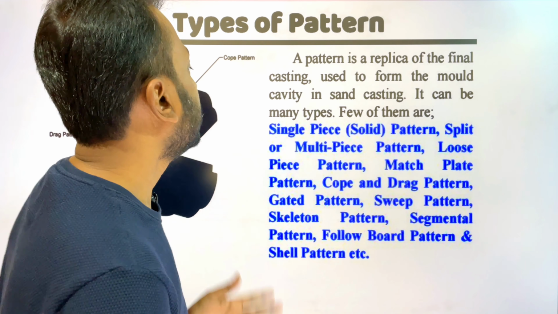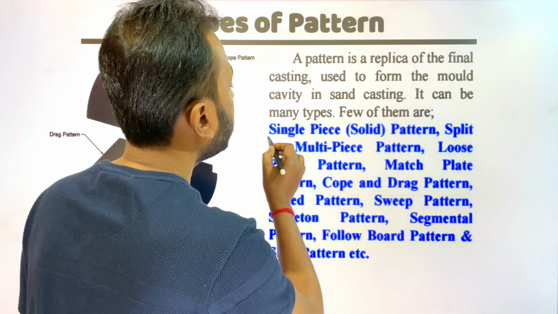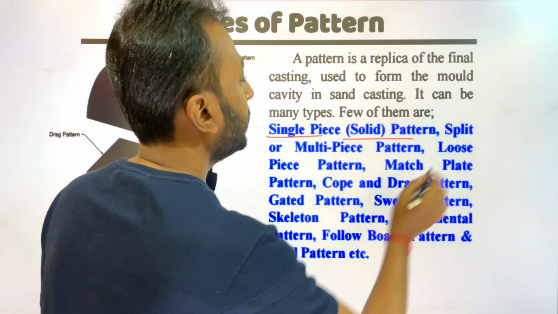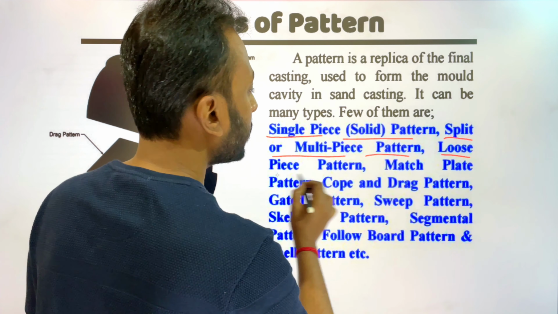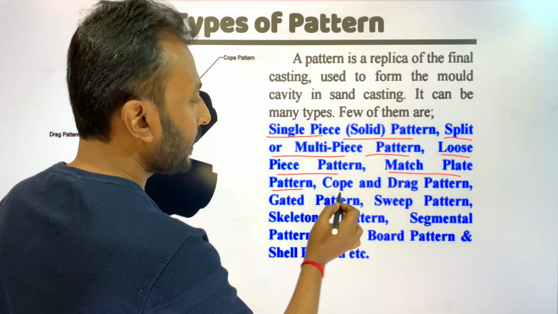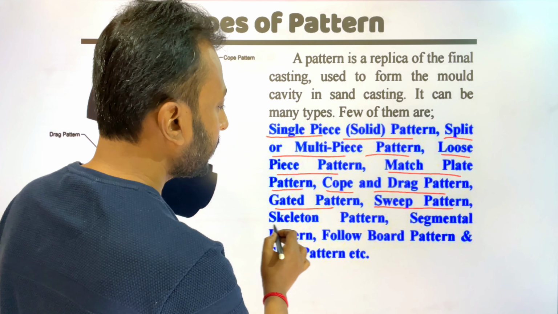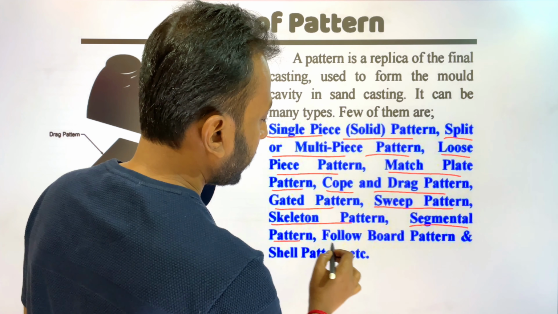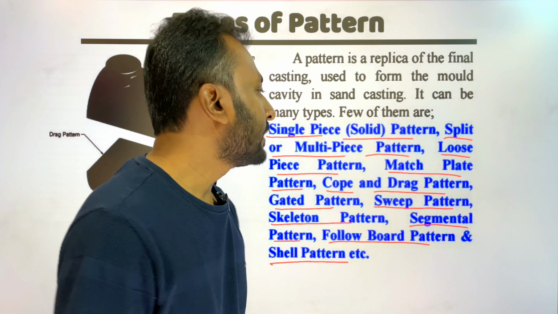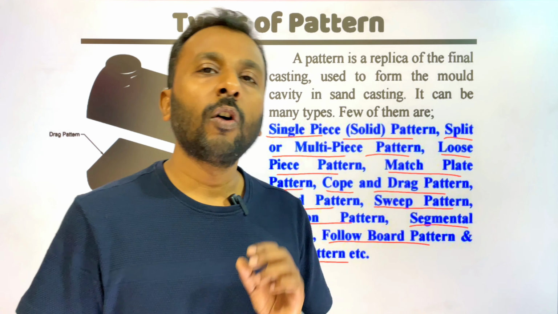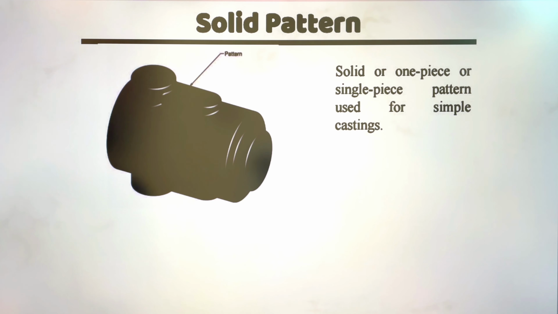Here are the important types of patterns. First one is single piece or solid pattern, split or multi-piece pattern, loose piece pattern, match plate pattern, cope and drag pattern, gated pattern, sweep pattern, skeleton pattern, segmental pattern, followboard pattern and cell pattern. These are the most important types of pattern. Let's now discuss them one by one.